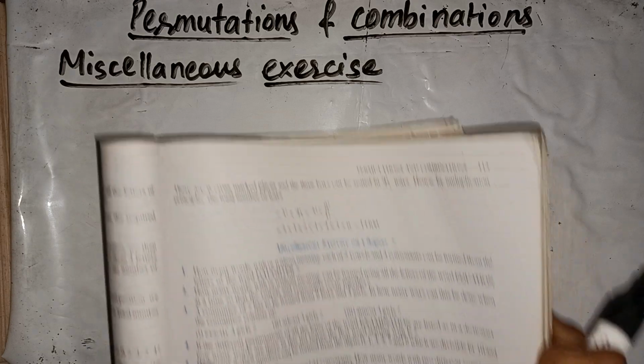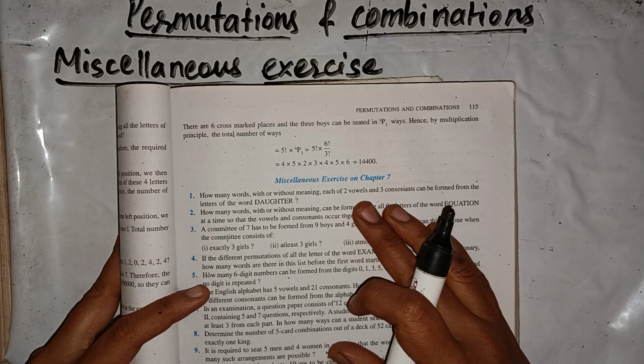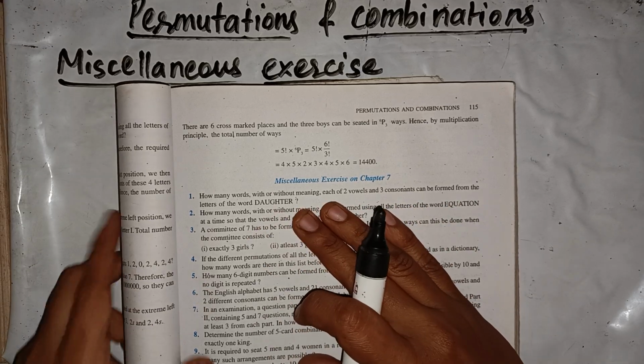Hello students. So let's solve the miscellaneous exercise. First question is, how many words with or without meaning, each of two vowels and three consonants, can be formed from the letters of the word daughter? Okay.